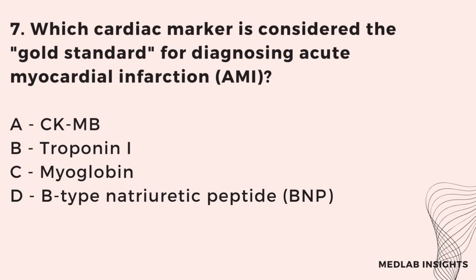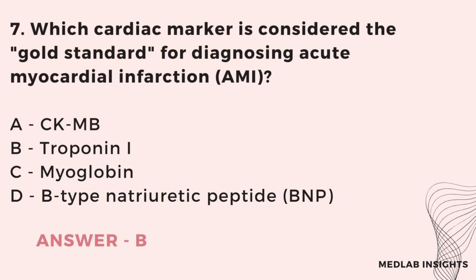Next, question number 7. Which cardiac marker is considered the gold standard for diagnosing acute myocardial infarction? Option A, CKMB. Option B, troponin I. Option C, myoglobin. Option D, B-type natriuretic peptide. The answer is option B, troponin.